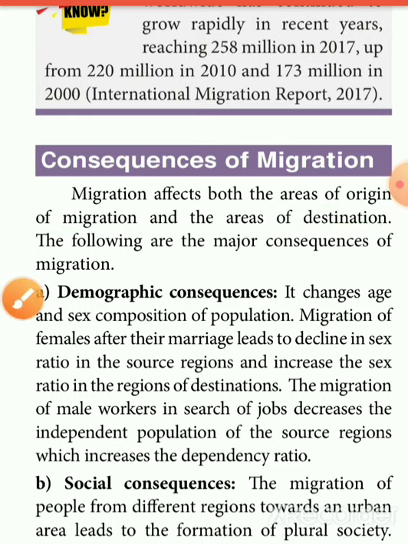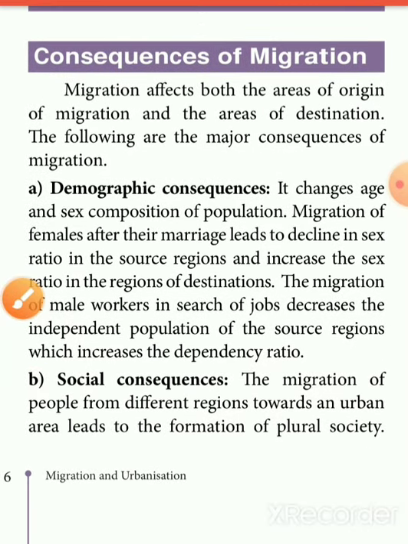The first one is the demographic consequence. Demographic means the population, the census and calculation. It changes the age and sex composition of the population. The migration of females after marriage leads to a decline in the sex ratio in the source region and an increase in the sex ratio in the region of destination.